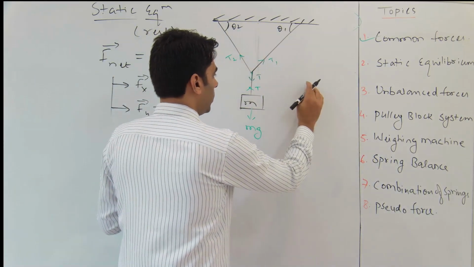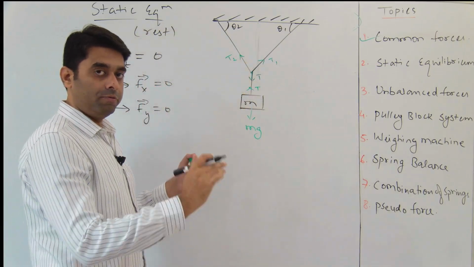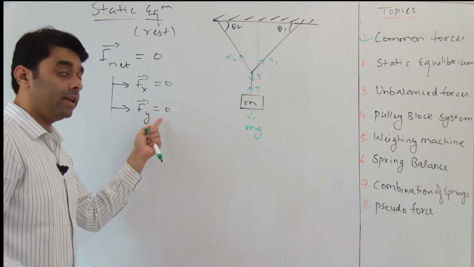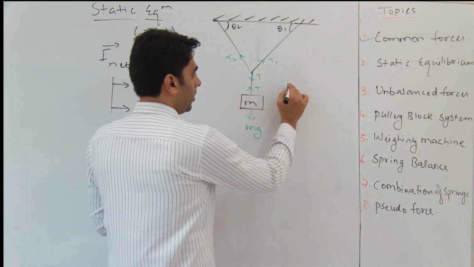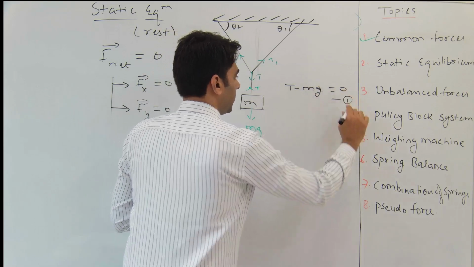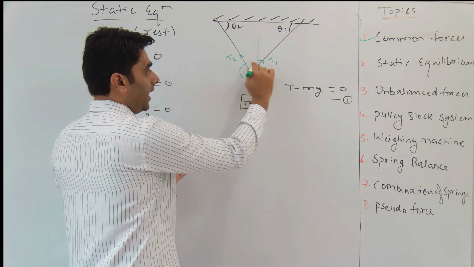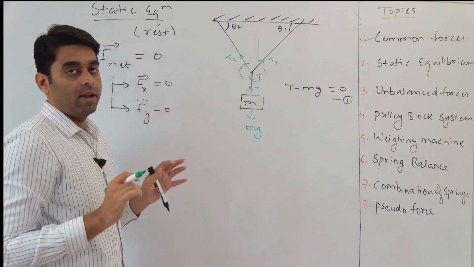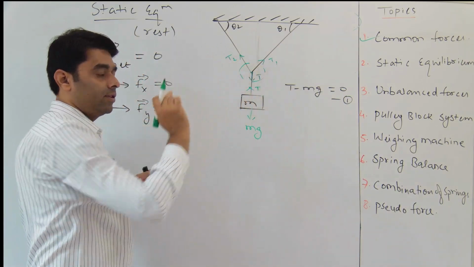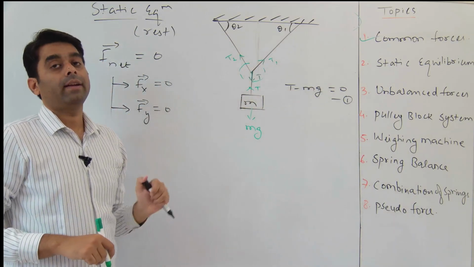On the block, what can we write down? Now, forces on the block are acting in the Y direction. So if we apply F net equals 0 specifically in the Y direction, it will come out T minus mg equals 0. This is our first equation. Now let us apply F net equals 0 at this junction where three strings are meeting together, right? So over here these three strings are there. Now you will notice that T1 and T2 are acting at certain angles.